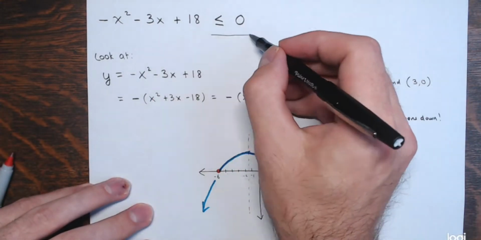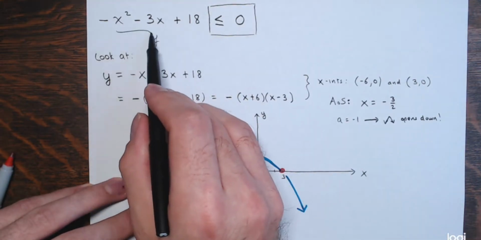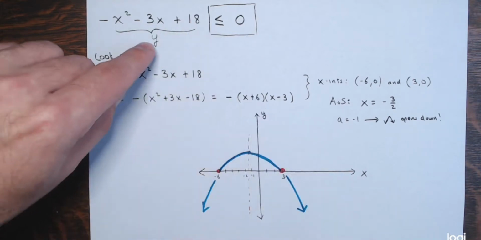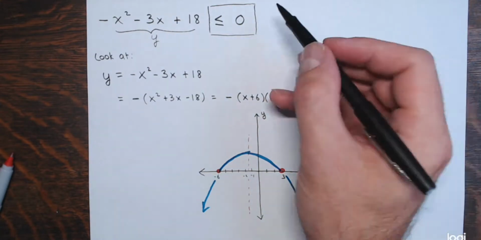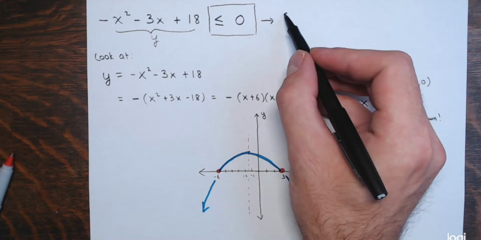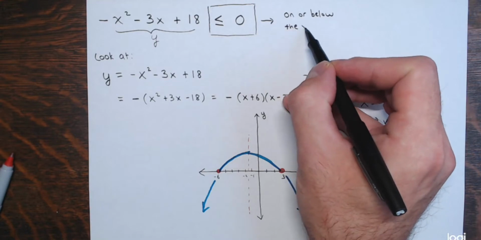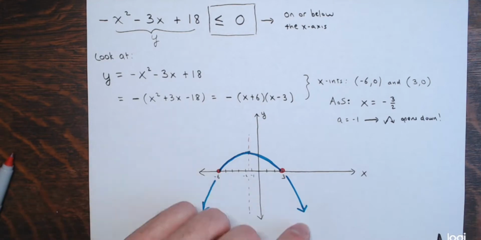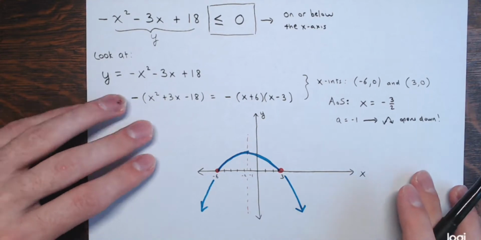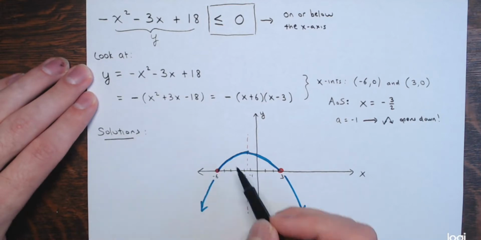Now just pay attention to what we want on the right side of the inequality. I want to know where is y, the negative x squared minus 3x plus 18, less than or equal to 0? So when you're talking graphs, this means on or below the x-axis. Because if the y values are less than 0, you're below. And if the y value is equal to 0, you're on. So I can show you right now the solutions. The solutions are in my picture here.